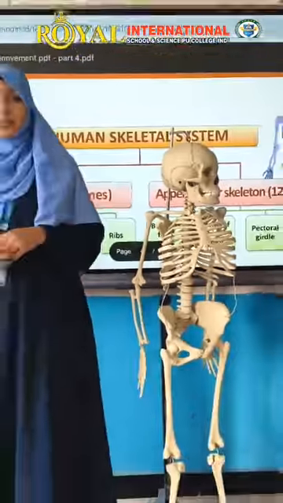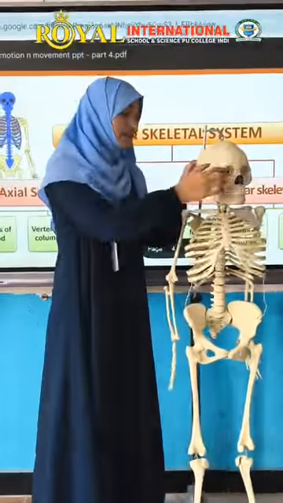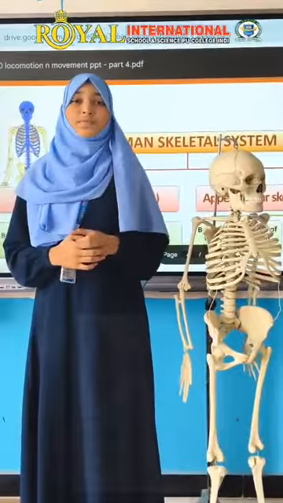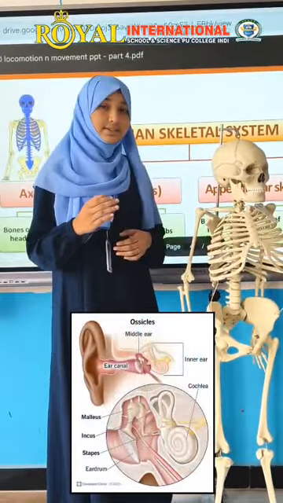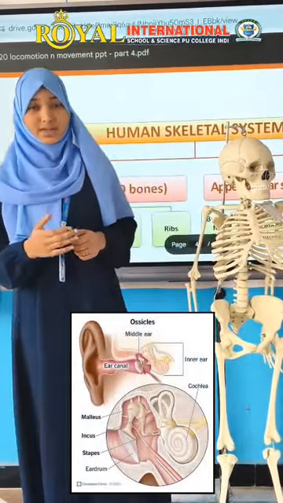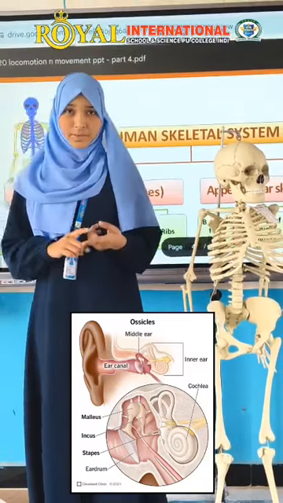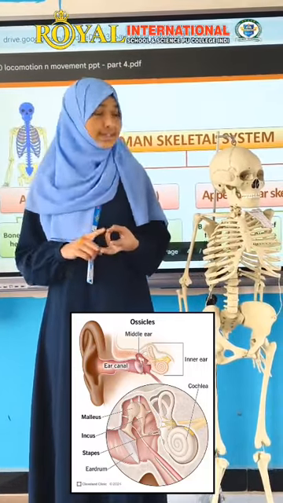Now I am going to tell about the ear ossicles. Totally there are 6 ear ossicles. Ossicles means bone. So each ear consists of 3 bones and the 6 bones are divisible into 3 types. They are malleus 2, incus 2 and stapes 2.